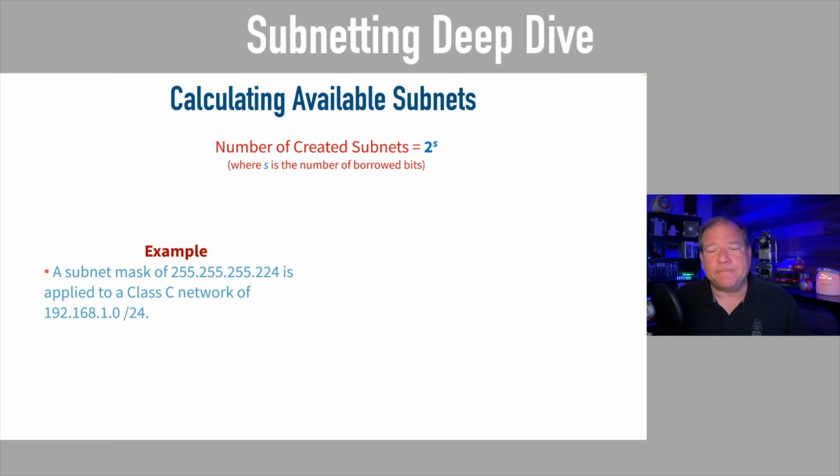Let's give you an example. Let's say that I've got a subnet mask of 255.255.255.224, and I've applied that to a class C network of 192.168.1.0. And just as a reminder, I'm putting the /24 to remind us that's the default subnet mask for class C. Well, how many bits did I borrow? Well, I started with 24 bits. I started with 255.255.255.0, but now in that fourth octet, I've got 224, don't I?